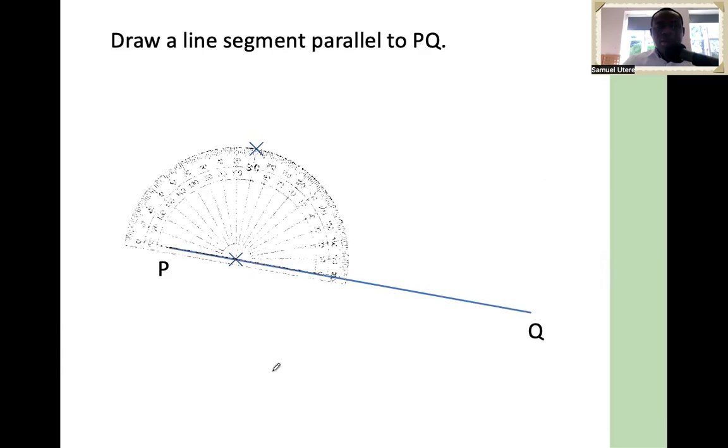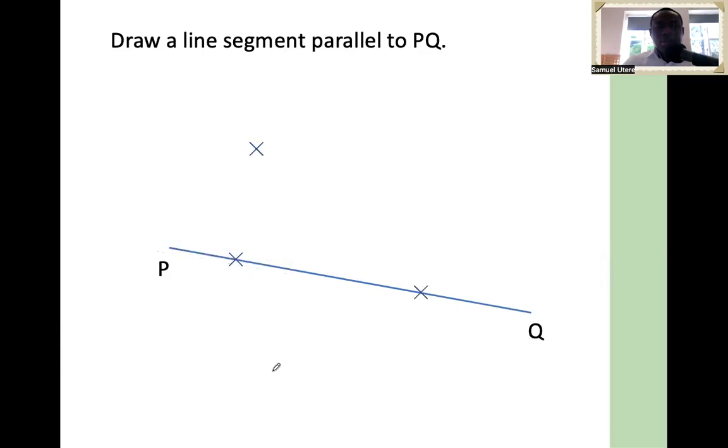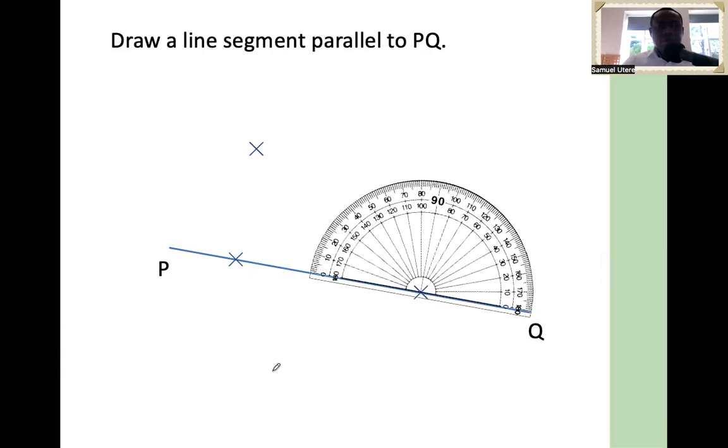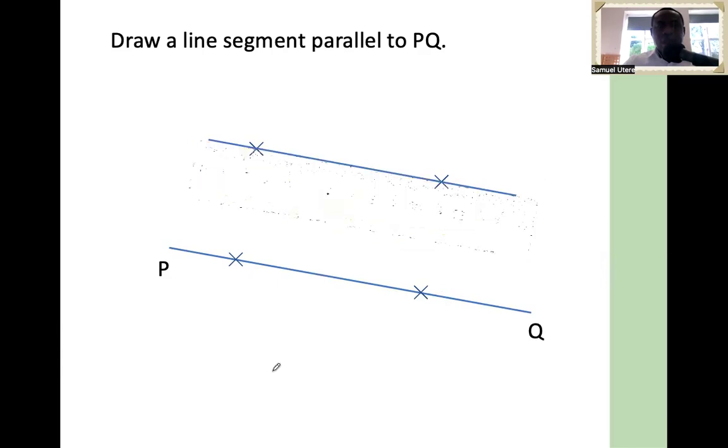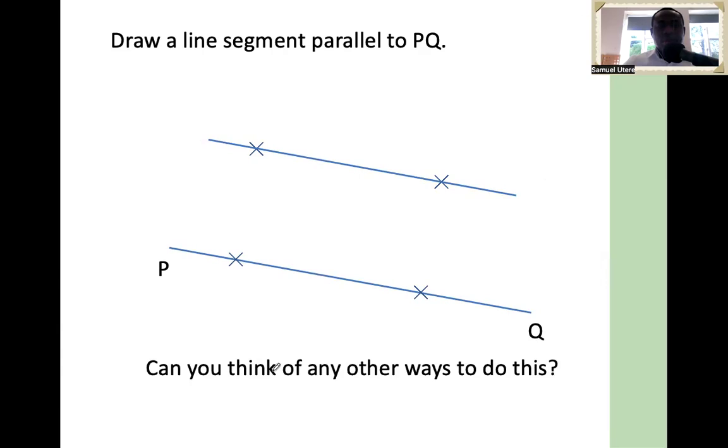Then we mark another point on line segment PQ, and take the protractor and do the same as we did for the other point. Mark a point above the 90-degree point. Then we can take a ruler and join those 2 points with a line segment. So we have just drawn a line that is parallel to line segment PQ. Can you think of any other ways of doing this?